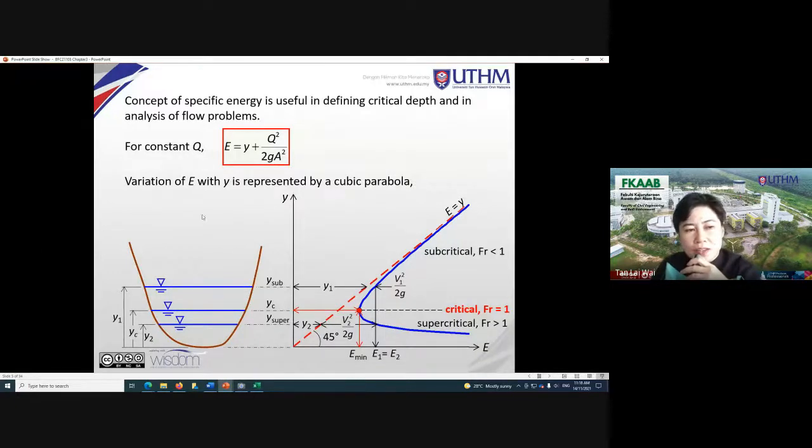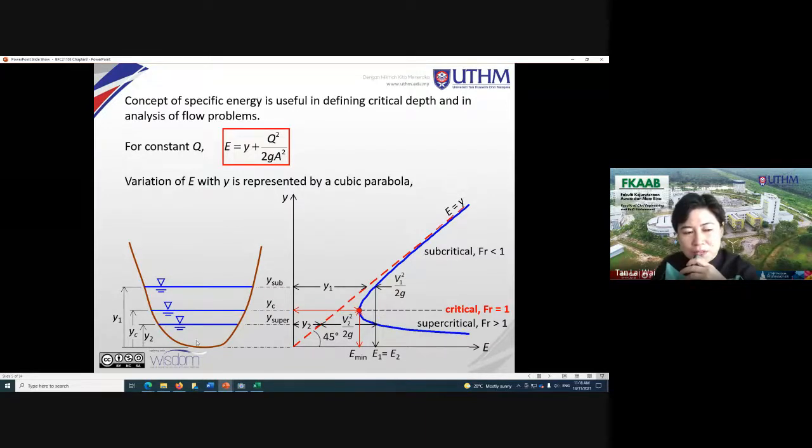Now let's look at the variation of E with y, which is represented by a cubic parabola. What this graph describes is this expression here. What would happen when y changes and Q stays constant? Of course, when y changes, your flow area will change as well. So what would the variation of E be?